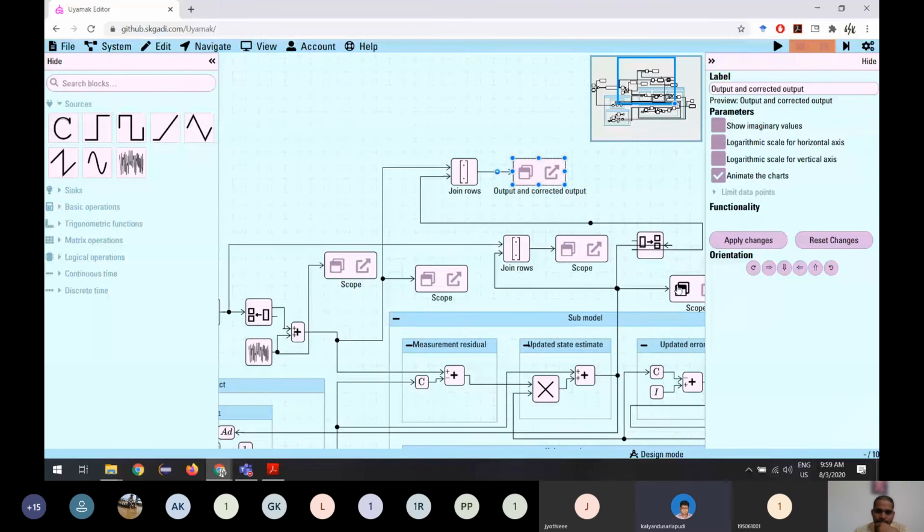So the worthiness of this Kalman filter can be understood only with respect to the smoothness of the curve, Suresh, or is there any other parameters?